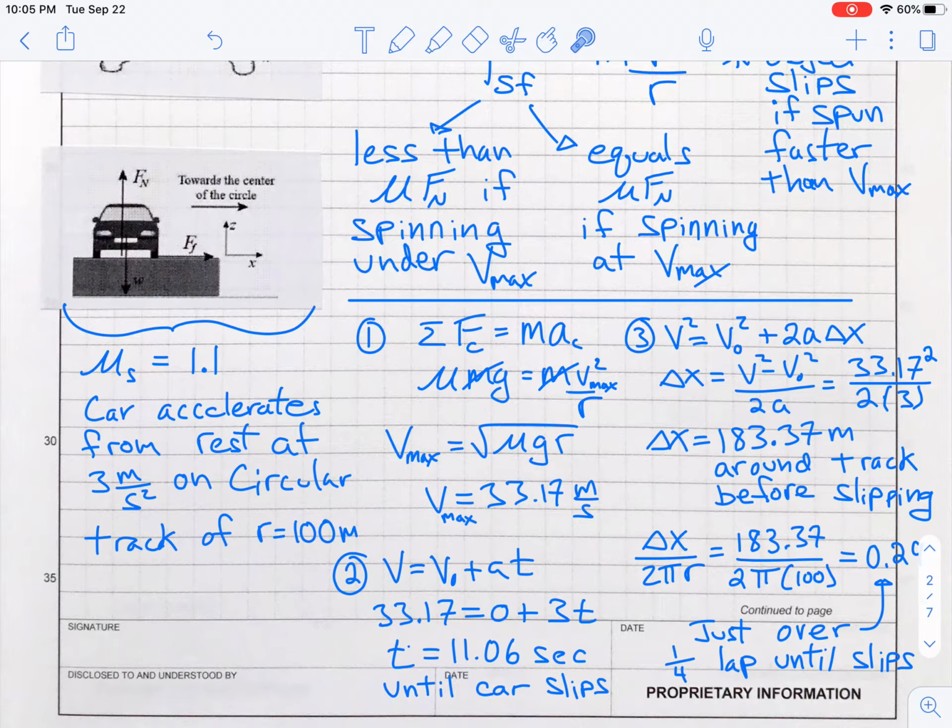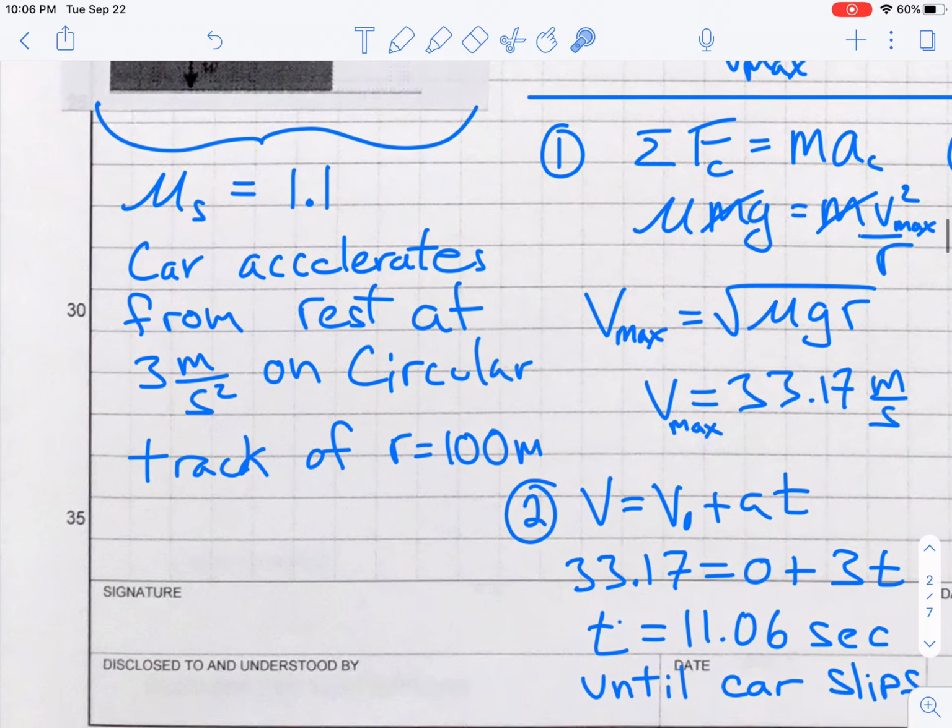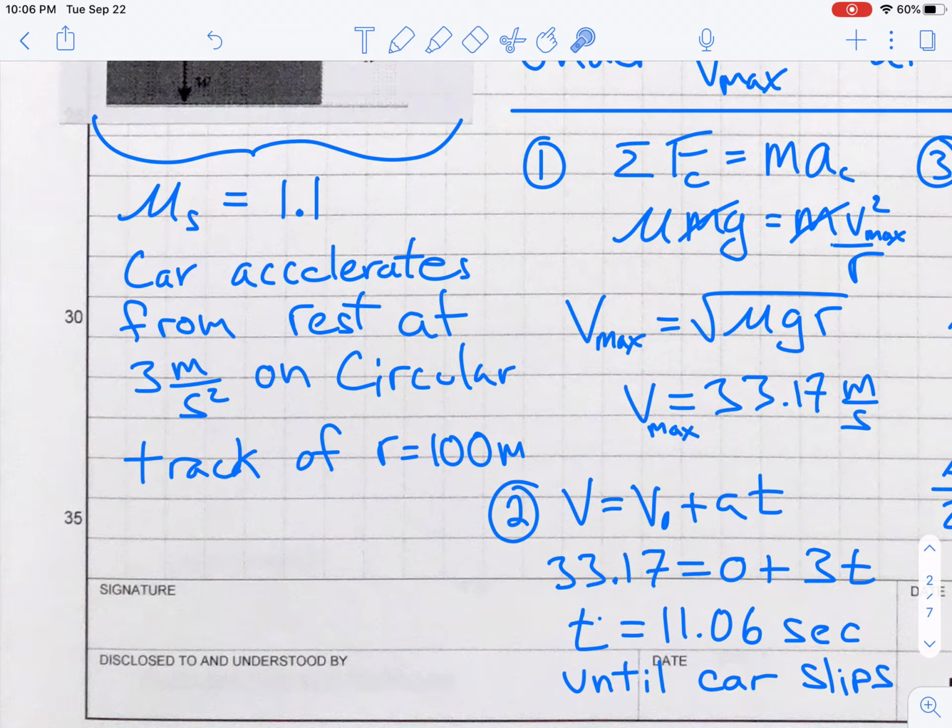We're going to look at the centripetal direction, and in the centripetal direction, let's find the maximum velocity that we're going to be capable of going around this turn at. So if we're going at the maximum speed, our acceleration is going to be v_max squared over r. The centripetal force is only friction, which is mu mg. The m's cancel, and we're going to get a max velocity of square root of mu g r.